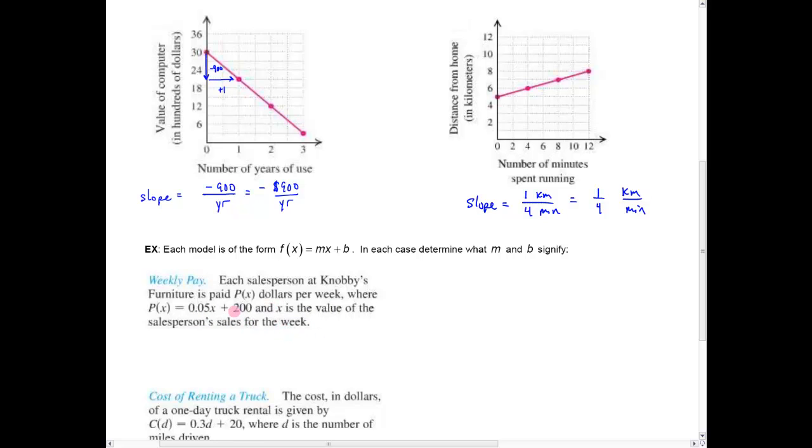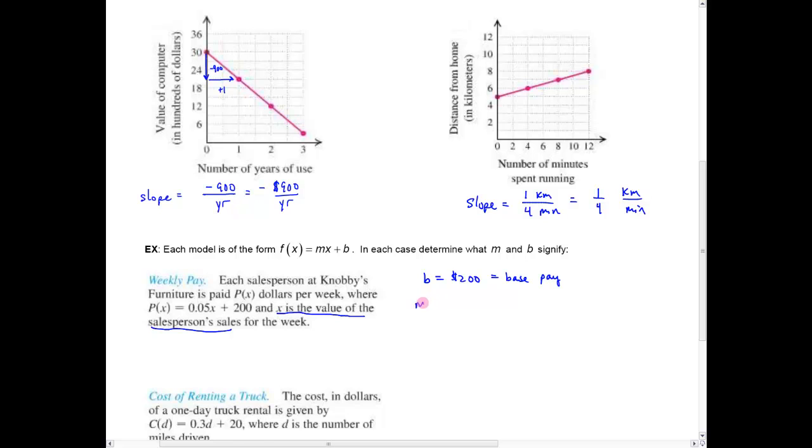So it looks like if I plug in 0 here, that would give me 0 right here. I'd get 200. The 200 is my y-intercept, and notice that's going to correspond to how much money the person is going to make, even if they don't sell anything. Remember, x is the value of the salesperson's sales. So even if they don't sell anything, they're still going to make $200. So my b in this case would be $200. That would be the base pay. That's how much they get paid, even if they don't sell anything.